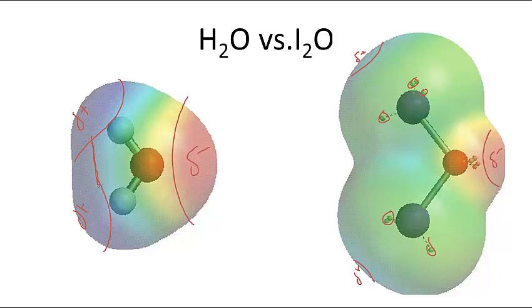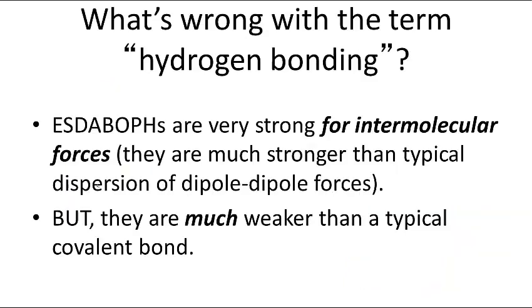It's because the magnitude of the charge on that H is not as strong. So what's wrong with the term hydrogen bonding? Estebovs are very strong for intermolecular forces. They're much stronger than typical dipole-dipole forces, much stronger than dispersion forces. So water sticks together so strongly because it can make so many hydrogen bonds. Each water molecule can take part in 4 hydrogen bonds, which is why water is a liquid at room temperature, whereas other things its size are gases.